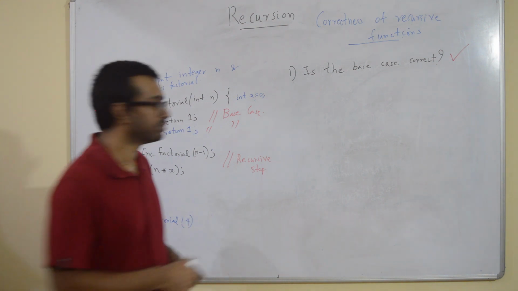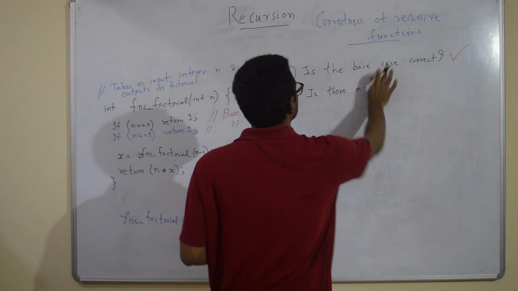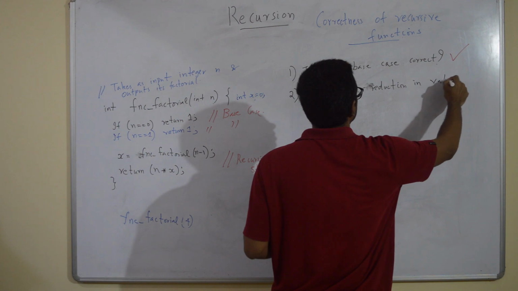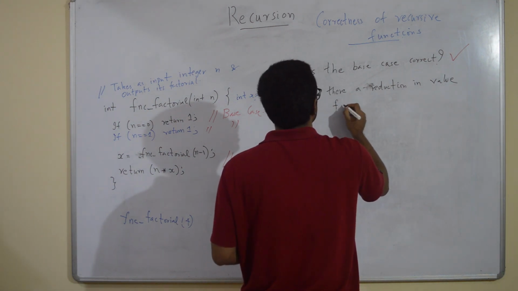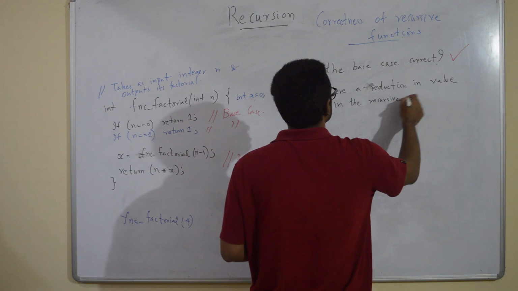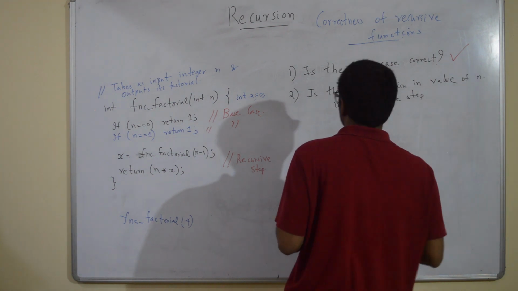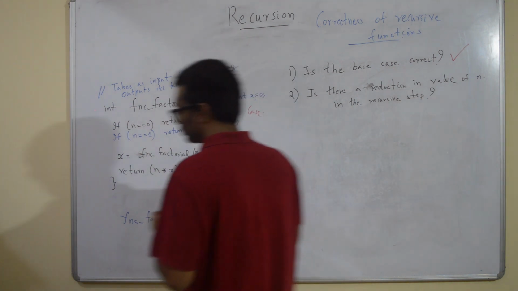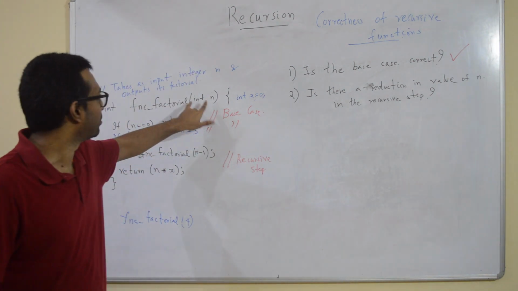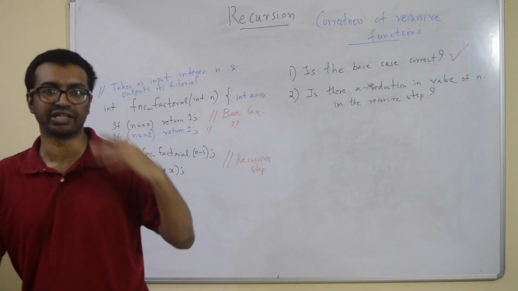Next thing you need to check is the following. Is there a reduction in value of n in the recursive step? In general, is there a reduction in value of the input parameters in the recursive step? That's the next thing you need to check.